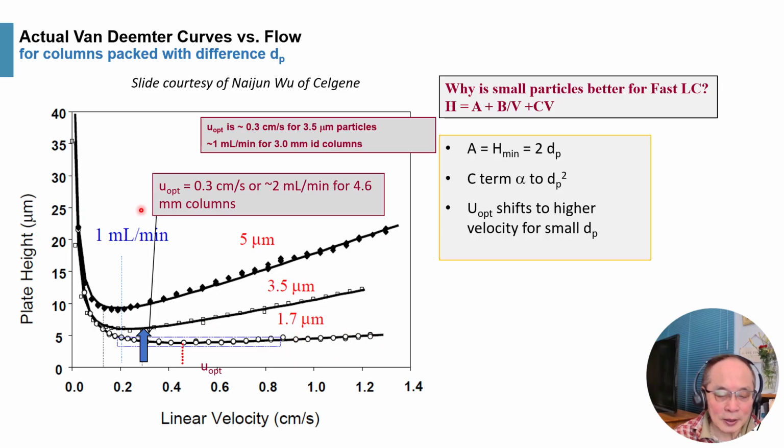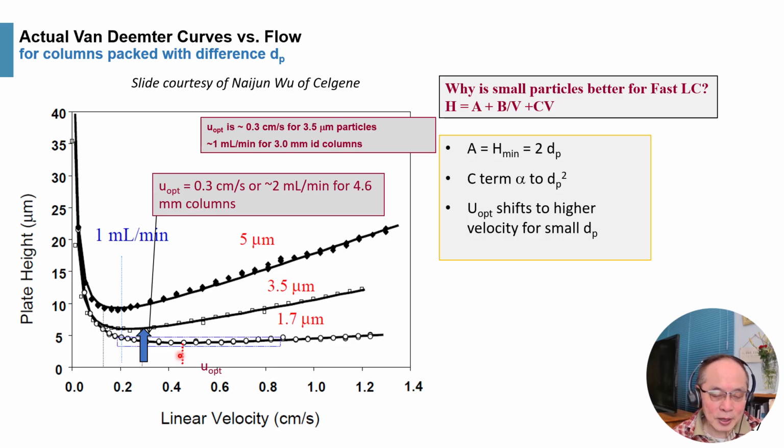Let's look at these Van Deemter curves. This is the composite of all three terms. For 5 micron, the minimum plate height, or the most efficient flow rate, is right here. The optimum flow rate is here. The minimum plate height is about 10, so it's roughly twice the particle diameter. For the 1.7 micron particle, the minimum plate height is much smaller, roughly, once again, twice the particle size, about 3.5.